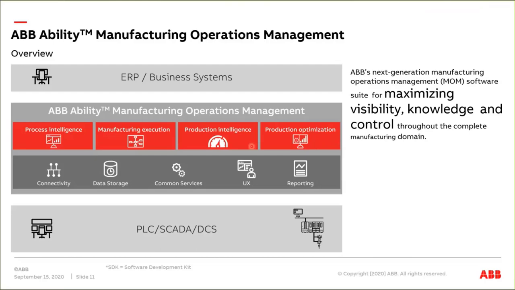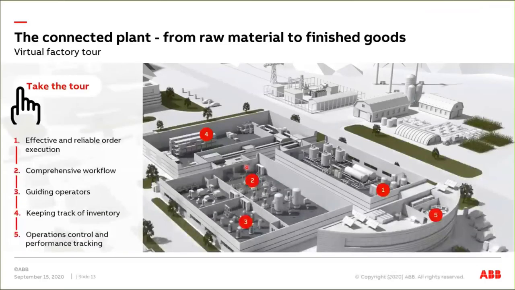And now I will take you on a vertical tour of a plant to show a little more in practical terms how MOM can support operational excellence and the different stakeholders. I will do that in this tour by showing first how orders are downloaded from the ERP system and how the underlying workflow looks, and the different ways it can support the operators, guiding them to have this streamlined process. And also how MOM can support tracking of the inventory and examples of operations performance tracking.